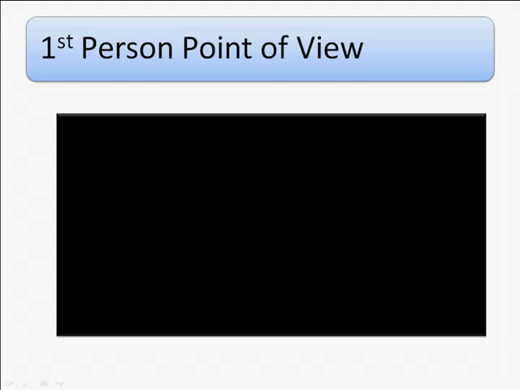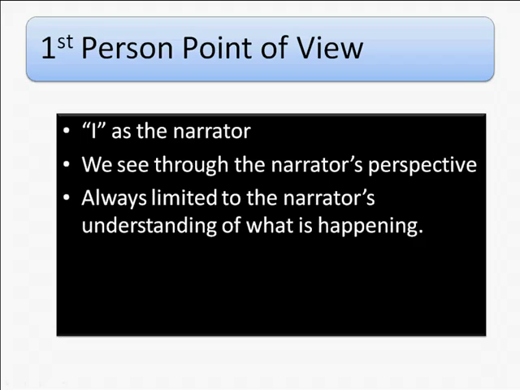The first kind of point of view, first person, is I as the narrator. So it's when we're seeing things through the narrator's own perspective. So in a story where the voice is I am doing this, I am walking into the room, I am doing whatever, that would be a first person point of view. The thing to keep in mind then is that because we're seeing through the narrator's perspective, we're always limited to the narrator's understanding of what is happening.